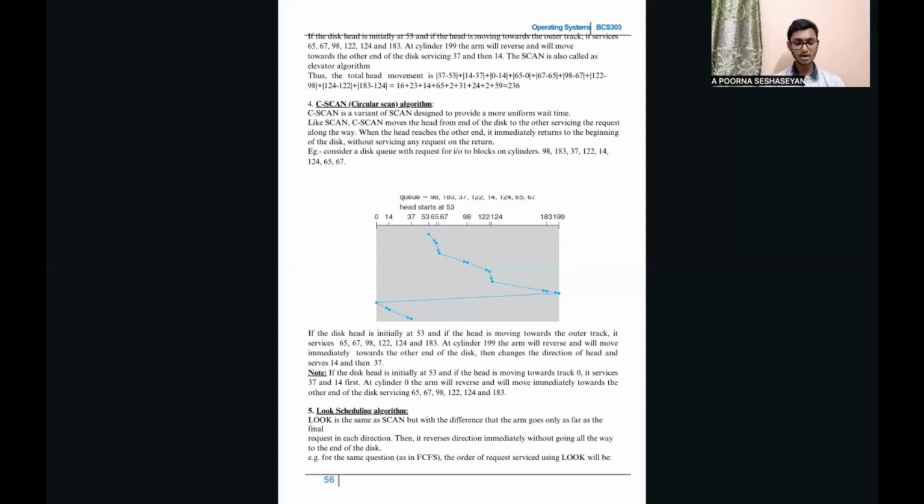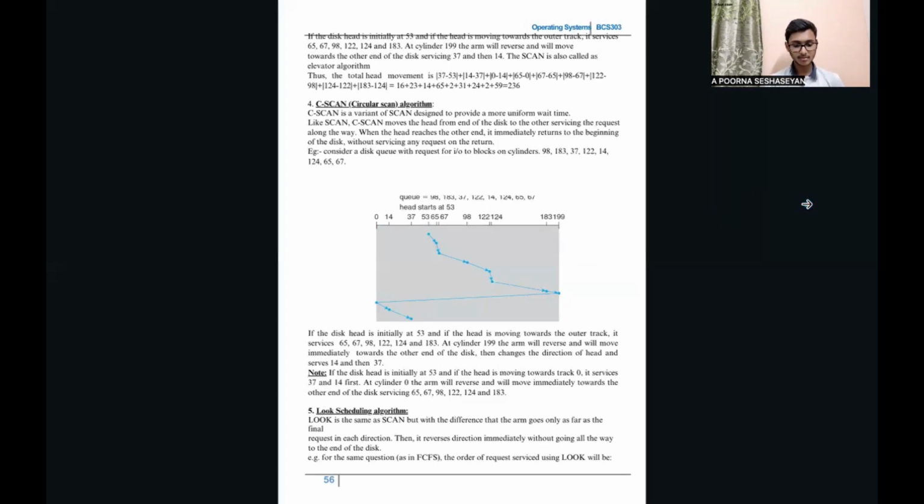And now let us see the look scheduling algorithm. Look is the same as scan, with the difference that the arm goes only as far as the final request in each direction. Then it reverses direction immediately without going all the way to the end of the disk. That is, in terms of scan, it traverses all the disk requests at the left end, and it touches 0. Whereas in look, it does not touch 0. It will go until the final block request at the left, that is 14, and then it reverses back to the right side, where disk requests are present. So this is the only simple difference between scan and look.